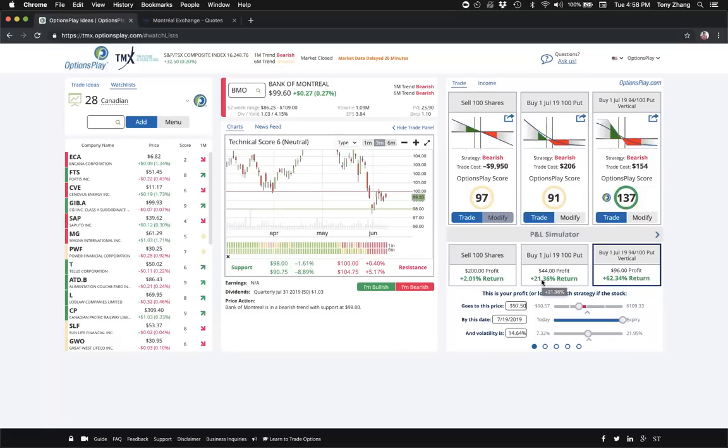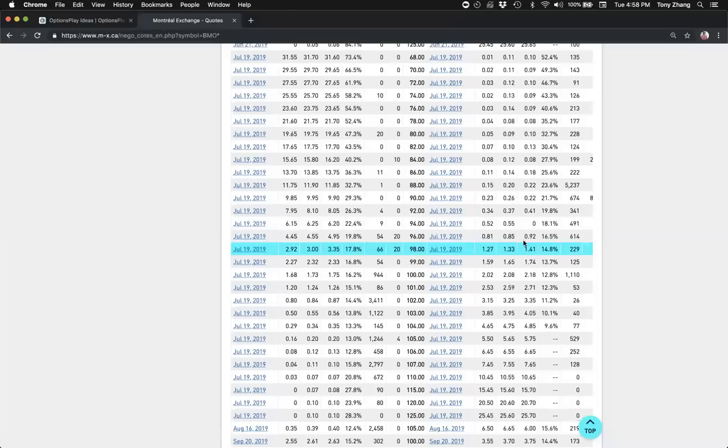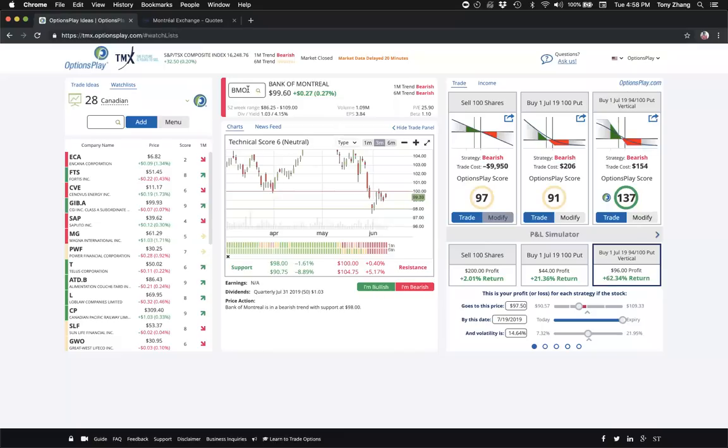And notice how this platform does all of this work for me of selecting an expiration date, selecting a strike price, and gives me the starting points that I need. So instead of having to pull up an option chain, selecting an expiration date and strike price, it does the work for me. I just have to type in a symbol.